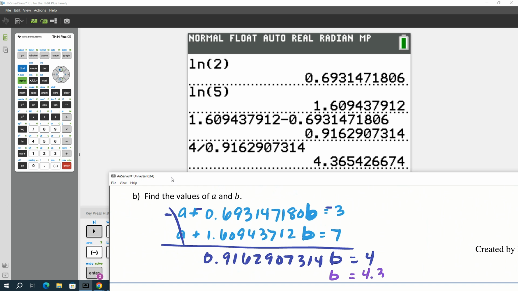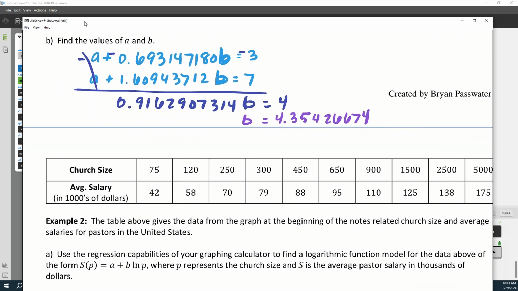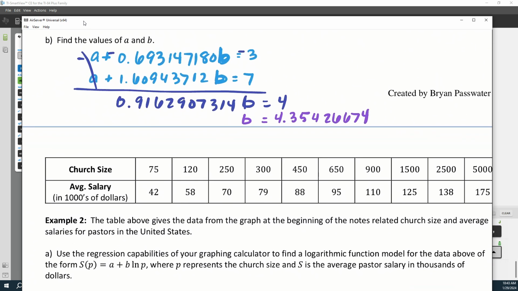Kind of tedious. All right, so that's part of the answer. We wanted to find A and B, so that's B. Now, what I'm going to do, and I recommend that you do this quite a bit on the AP exam, is we're going to store that for B.